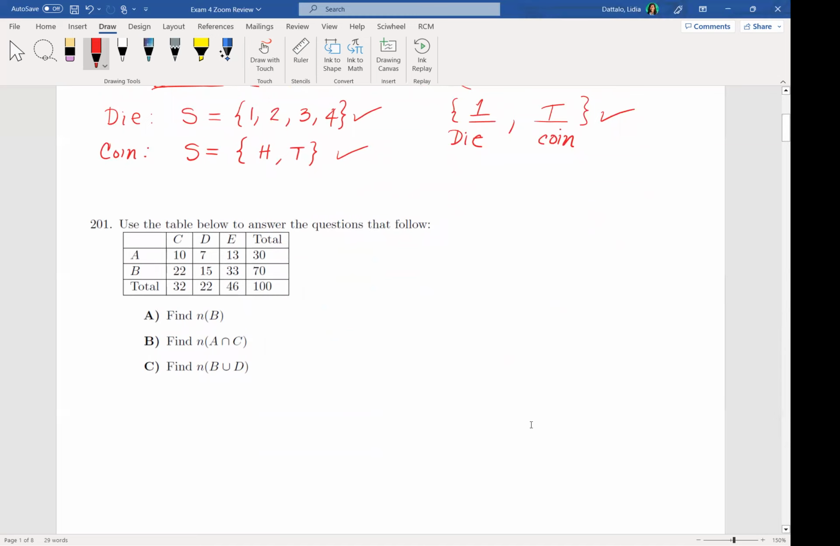All right. The other question that students had in the Unit 4 discussion was number 201. So let's take a look at that. You're given a table, and we need to answer the following questions.